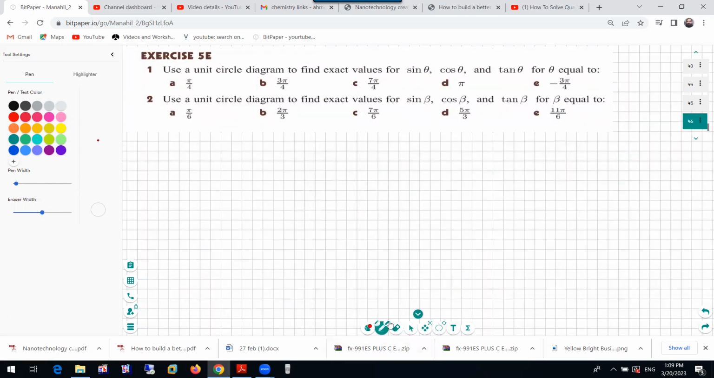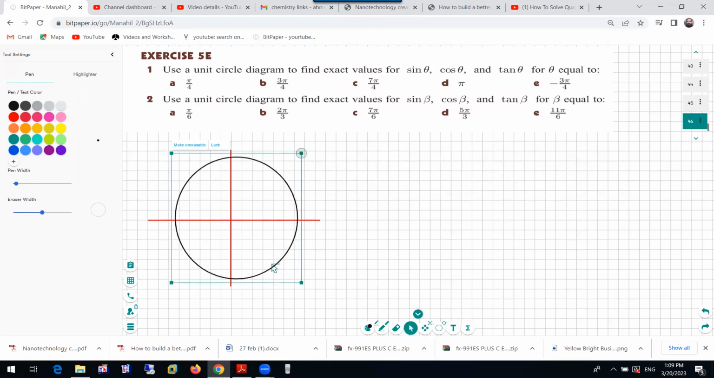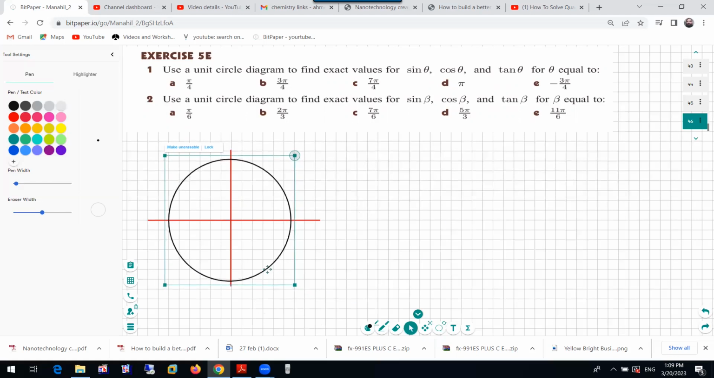First of all, create the unit circle and the quadrants, to understand. So these are the quadrants in the plane. Now create the unit circle.